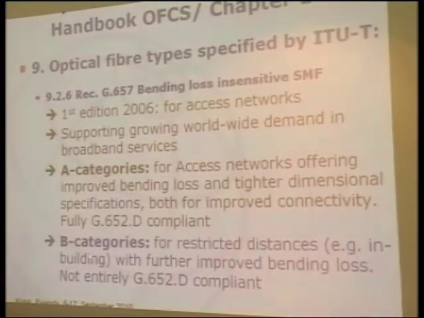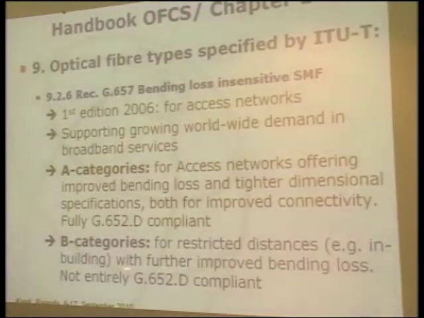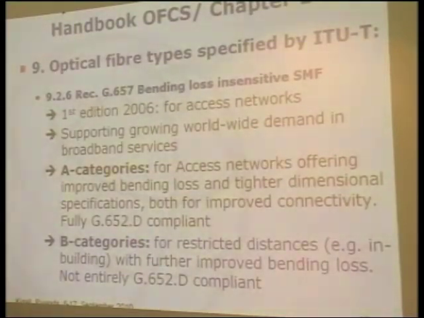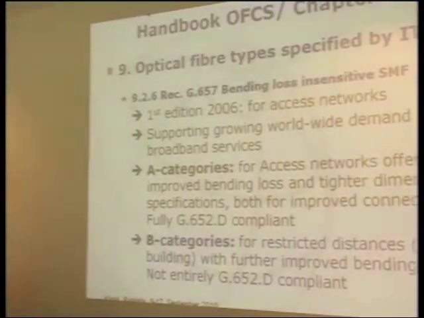And we also created a B category. These are aimed for the shorter distances, particularly for the in-building applications, which are generally a couple of 100 meters in general. So short distances only. And with further improved bending loss, so you can bend them more tightly than the other fiber types. This category also contains a low mode field diameter fiber, which was created in Japan, and the whole group, therefore, is not completely G652D compliant. Although there can be some components, some commercial solutions, which are 652 compliant.